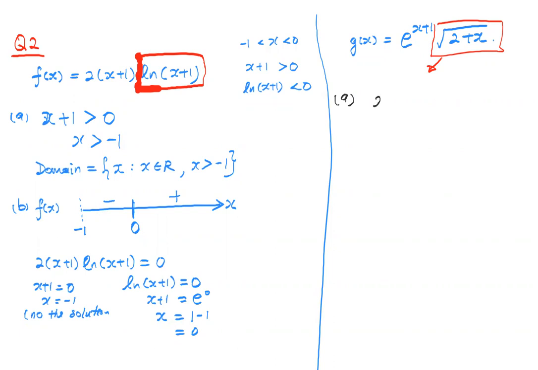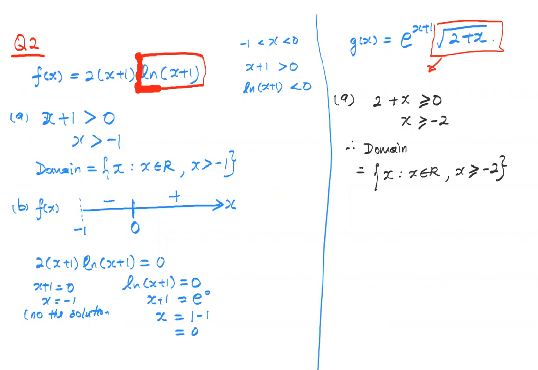Whatever is in the square root must be greater than or equal to 0. Am I right? So x must be greater than or equal to -2. Therefore, the domain will be equal to x, where x is a member of the real numbers, and x must be greater than or equal to -2.